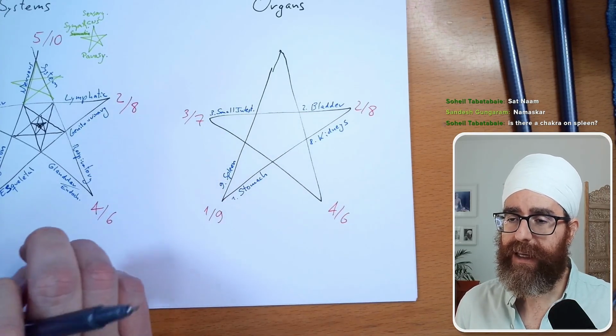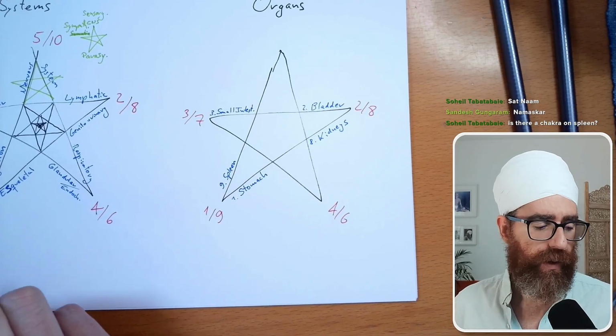Is there a chakra on the spleen? Yes, Sohail, yes. There are actually chakras on every organ, and sometimes more than one. So I'm not sure how many the spleen has. For example, the lungs: the right lung has 3 chakras and the left one has 2. So there are so many chakras in the body, incredible. And there's definitely a spleen chakra.